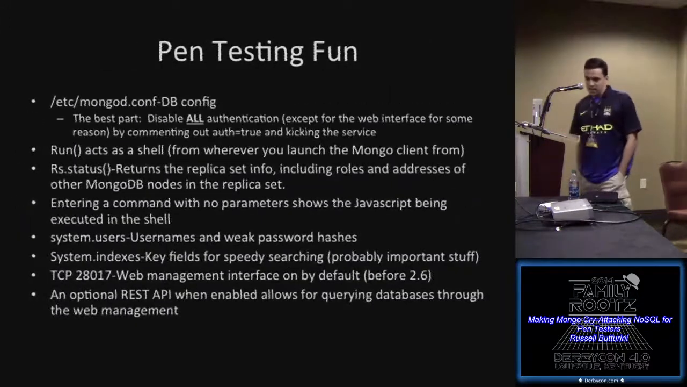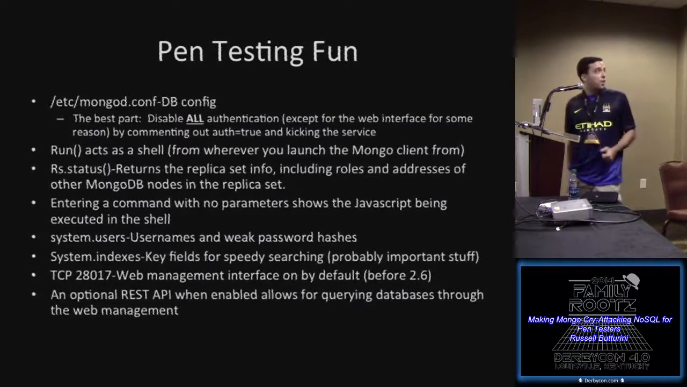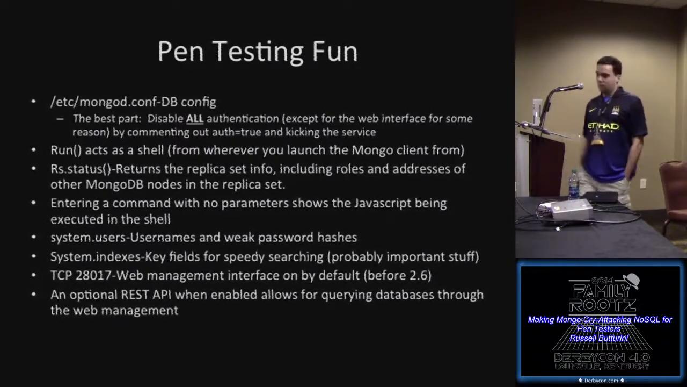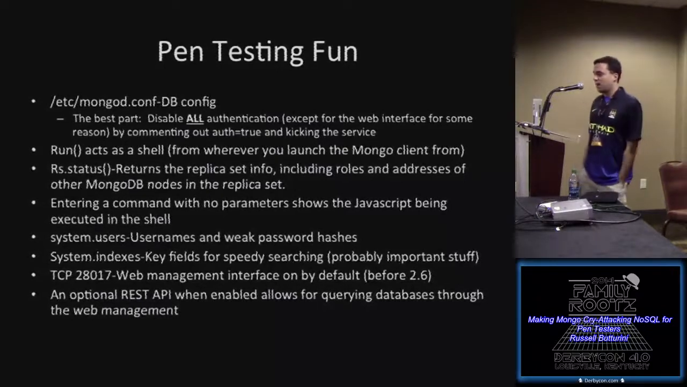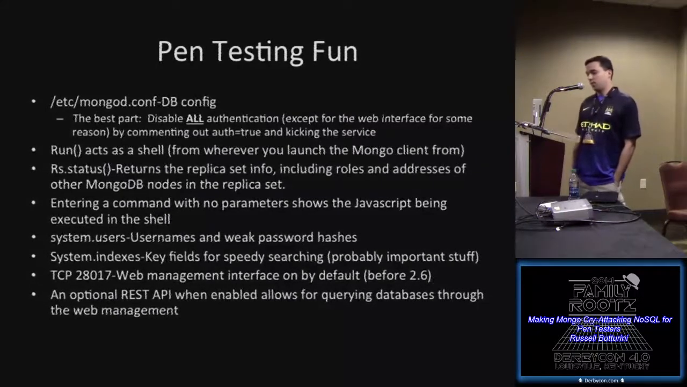So if you're pen testing, here's some things that you can look for. This is a talk for pen testers. If you get shell on a server, the config for MongoDB is stored in mongodb.conf. Okay? There's a line that says auth equals true if you turn authentication on. If you comment this out, it turns off authentication on everything. And I don't mean everything going forward that you create, I mean everything that exists already, it shuts down. Except for the web server for some reason. I haven't figured that out.